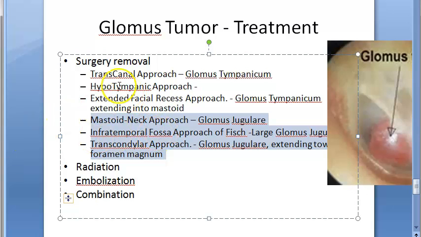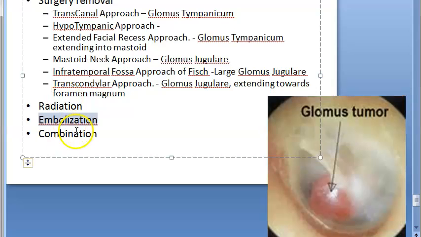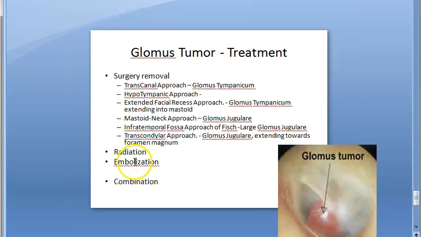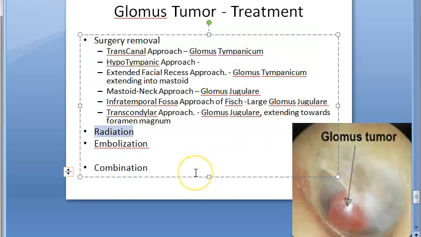Okay, is this clear now? So surgical removal only has to happen and they have so many approaches based on how big it is. Okay. Then radiation, embolization, or just lastly they have written a combination. So only three things: surgery, radiation, embolization. Okay. Usually radiation they'll do if surgery is not possible, right? So this radiation, actually they are saying that it does not cure the tumor, but it will just reduce its vascularity and arrest its growth.